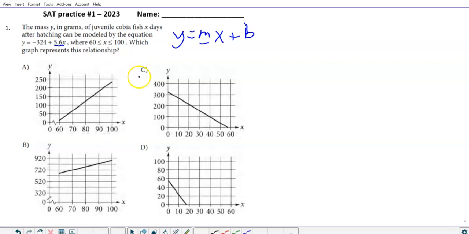So I think this answer and this answer are out. Those are both negative slopes. And then I'm not sure if you're paying attention, but this seems a little wonky. I don't really do this much in my class, but did you notice there's a little separation there? It's got a little jagged line.